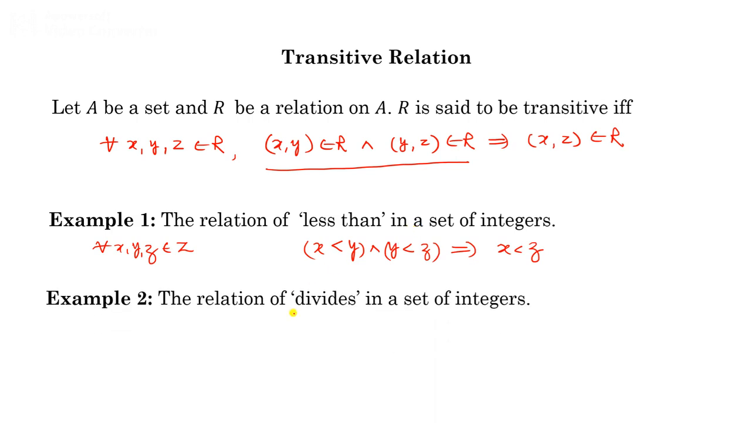Now another example, the relation of divides in a set of integers. Again assume for all x, y, z belongs to Z, if x divides y and suppose y divides z, then you can write x divides z. So you can say the relation is a transitive relation.